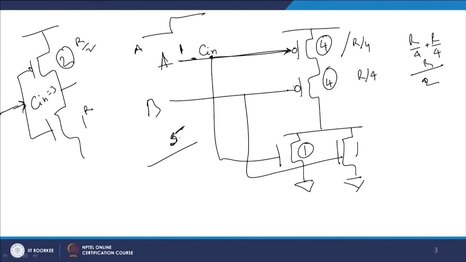So, 5 divided by that 2 plus 1, 3. So, 5 by 3 is the logical effort for a NOR 2 logic. Is it okay? So, this is how you calculate the NOR 2 logic. Let me explain to you again, maybe a NAND 3 logic.